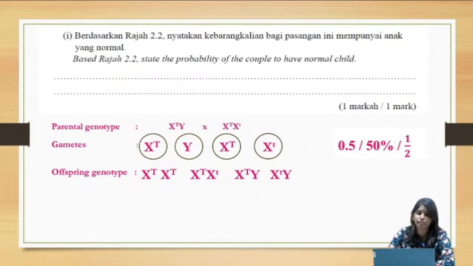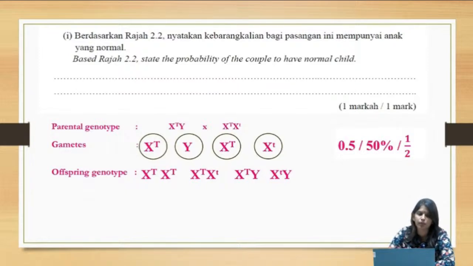Since the father is a normal person, the genotype of the father will be X capital T, Y, followed by the mother with X capital T and X small t, indicating she is a carrier. And then the gametes formed, you can see X with capital T, Y, and then X carrying capital T, and X carrying the recessive allele for the disease, which is the small t.